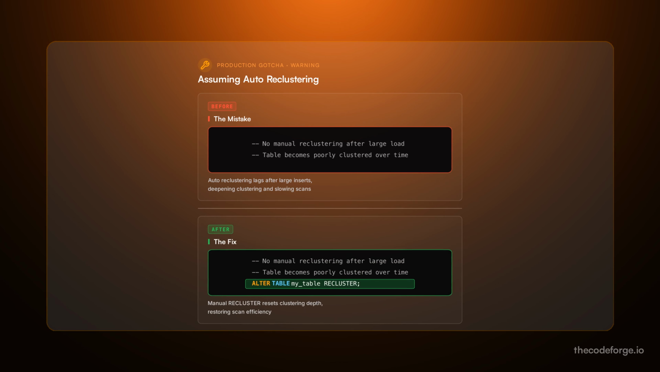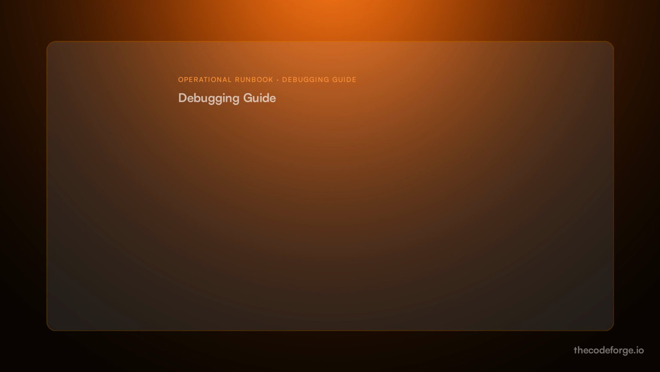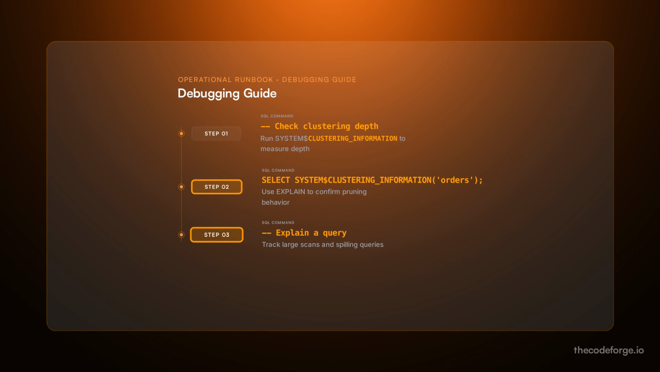Automatic reclustering may not keep up with large inserts, leaving the table poorly clustered. Manually run ALTER TABLE mytable RECLUSTER to reset clustering depth and restore scan efficiency. Use these commands to diagnose issues. Check clustering depth using SYSTEM$CLUSTERING_INFORMATION, explain queries to see pruning, and monitor query history for large scans. Set up alerts for queries scanning too many bytes.